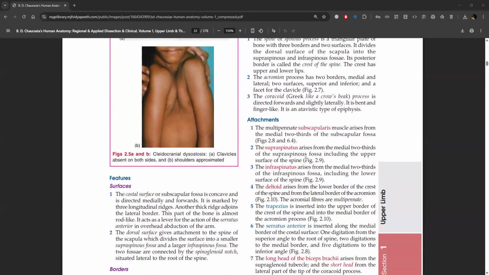Third, the coracoid process, Greek for like a crow's beak, is directed forwards and slightly laterally. It is bent and finger-like. It is an atavistic type of epiphysis.